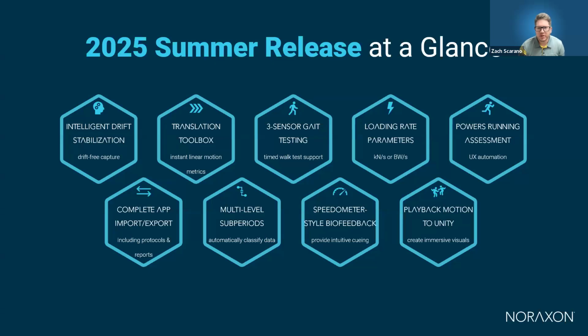So here's what's included in this summer release. At the core, we've introduced intelligent drift stabilization for reliable drift-free motion capture. We have the Translation Toolbox for generating linear metrics like distance and speed directly inside of MR. We've also added a simplified 3-sensor workflow for gait testing to round out our mobility assessment suite in MR, which includes a ready-to-go protocol and report for the 10-meter walk test.